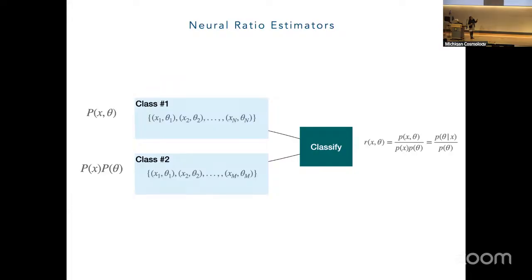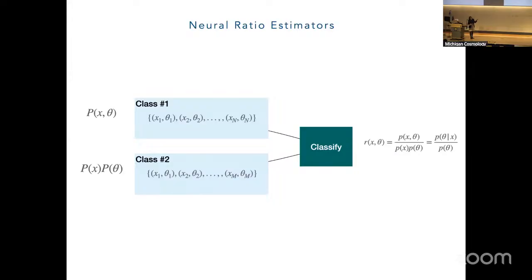So it has to distinguish between the joint of your parameters and your data. So theta is the parameters, x is the data, and the marginals of the two, the product of the marginals. So basically, you feed it simulations with the parameter that generated the simulations and some simulation with some random prior sample that has nothing to do with the simulation. And the best thing that the classifier can do is basically learn the ratio between the two.